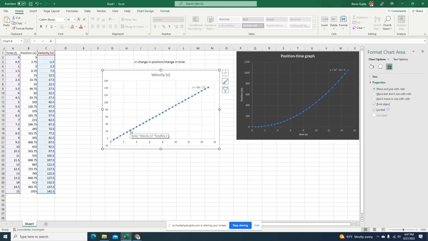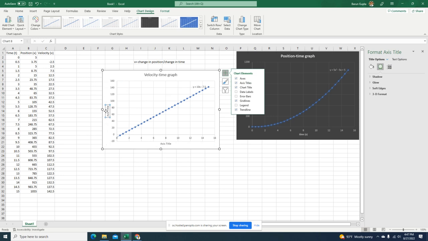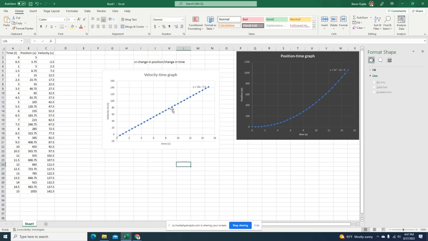Once you have this velocity time graph, you have to write down here velocity time graph, and then click onto the plus sign, axis title. You have to make a note here. This is the velocity, and the unit is meter per second, and this is the time, which is in seconds, right? So that's my velocity time graph.